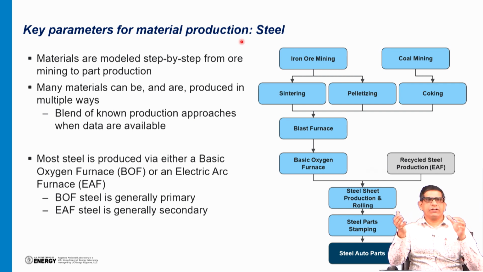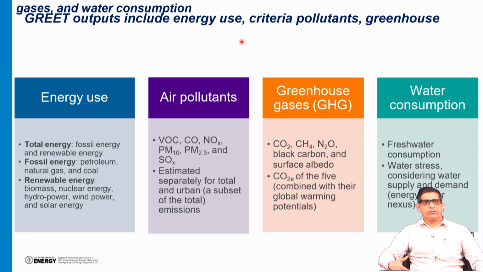Similarly, for steel production, the model goes step by step from ore mining to the part, because many of those parts are steel. So, what kind of iron ore mining and coal is needed: sintering, pelletizing, coking, blast furnace, basic oxygen furnace. So, steel production and steel parts production. It can be BOF steel or EAF steel, all of which are included, and then finally you get the steel auto parts. Again, same as we talked earlier, you can take all this energy, air emissions, greenhouse gas and water pollution.